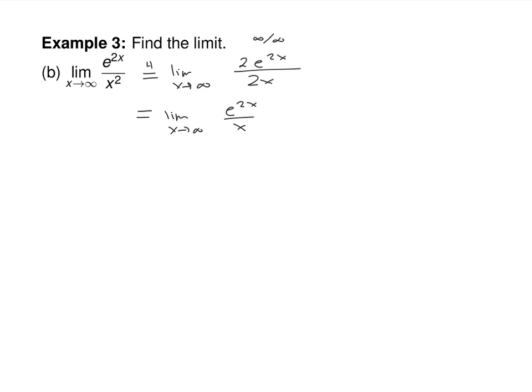Does that make sense? So what do you think you do? Do it again. Limit as x goes to infinity, 2e to the 2x over 1. And now what can you say is happening? It goes to infinity.